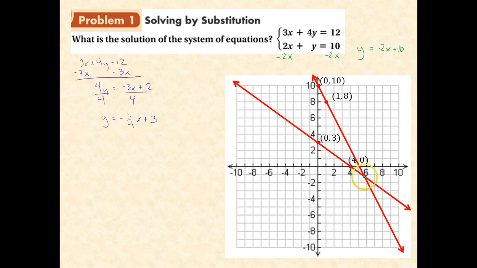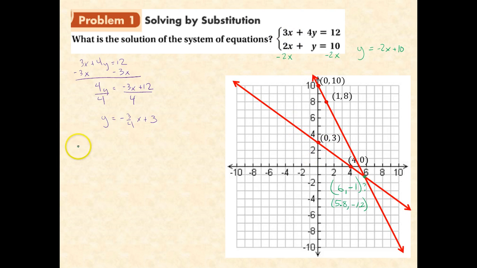Alright, now, where's my intersection point? Well, it looks like my intersection point's almost 6, maybe like down 1. So is it (6, negative 1)? Or is it like (5.8, negative 1.2), something like that? Well, I mean, we could check and try, right? Plug them in and see if they work.